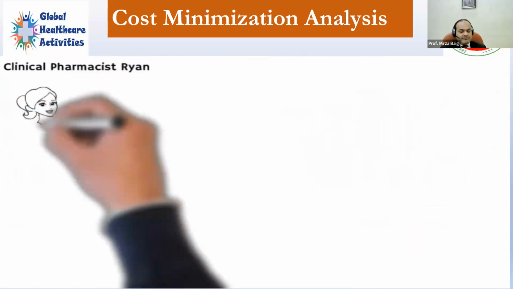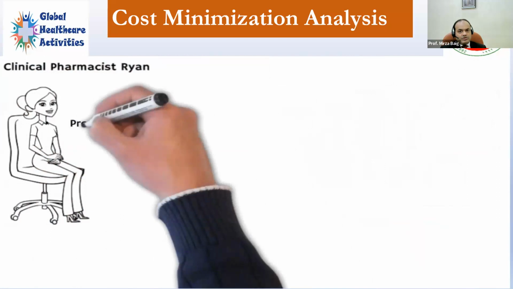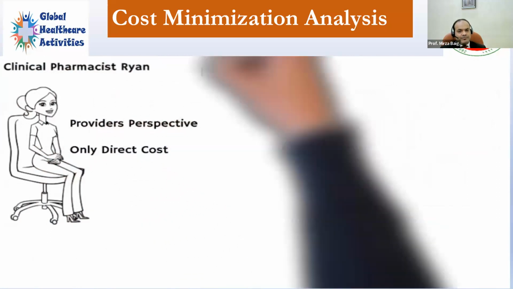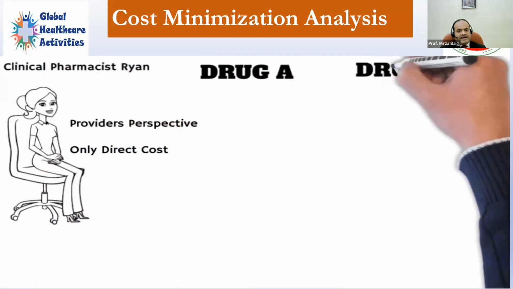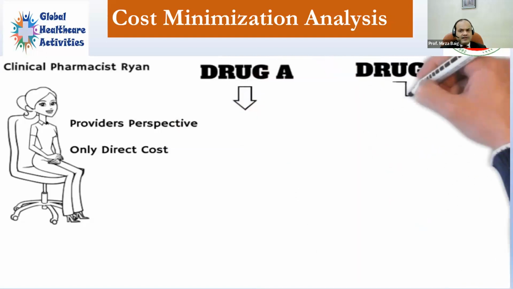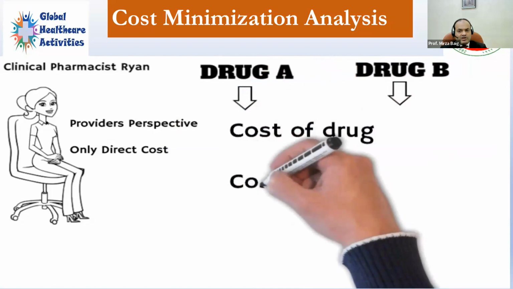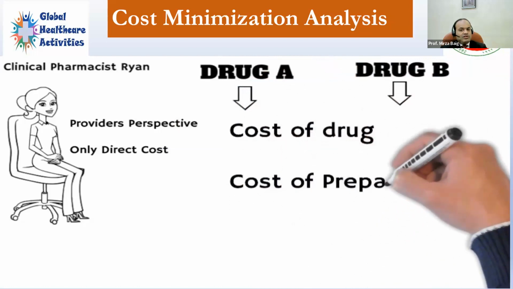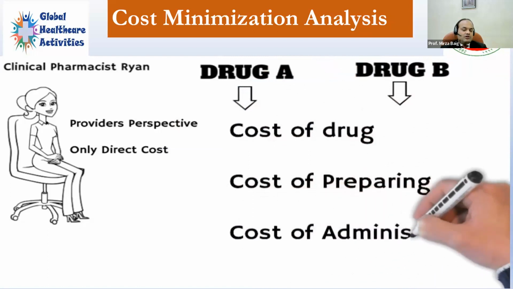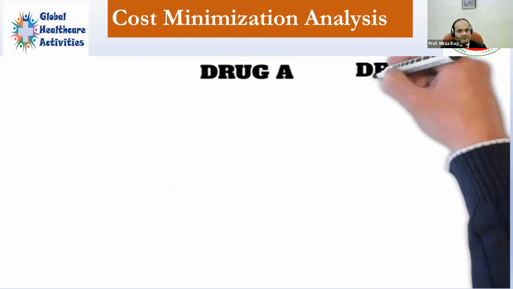Regarding the comparison of the cost, for example, if a clinical pharmacist has been given a task to compare two different drugs from the provider's perspective, then if it is a provider's perspective, only direct cost is measured. So when you're comparing two different drugs, we have to know the cost of the drug, the cost of preparation of the drug, and the cost of administration, which gives the overall cost comparison of two different drugs.